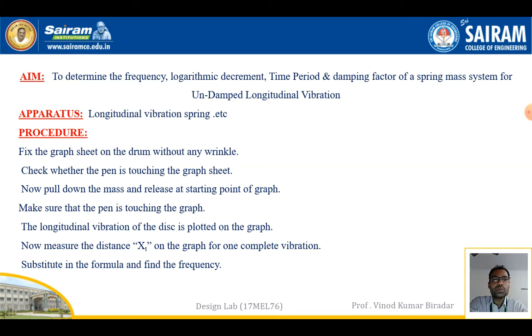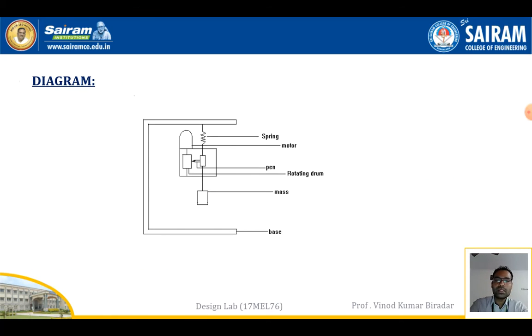Here we are going to use a spring mass damper system, whereas in the undamped torsional we are going to use a string mass damper system. String is different, mass is different, spring is different. The apparatus includes a motor and a drum. These are the apparatus we are going to use to conduct this experiment. The procedure is the same for all the experiments.